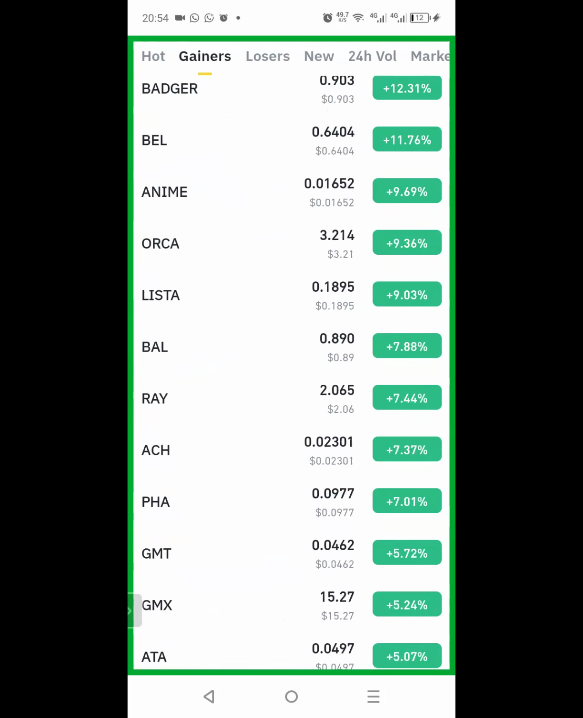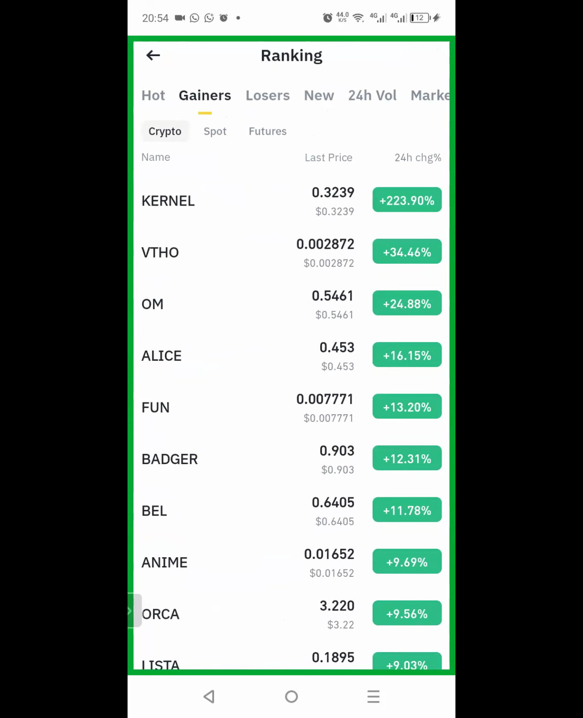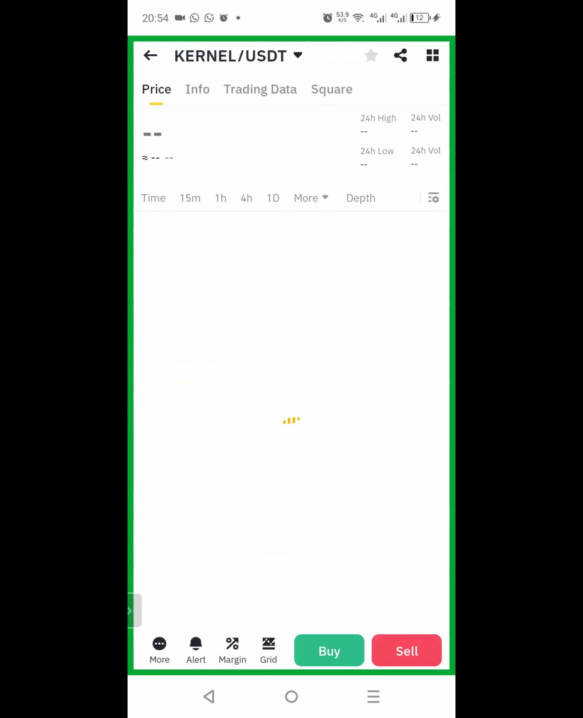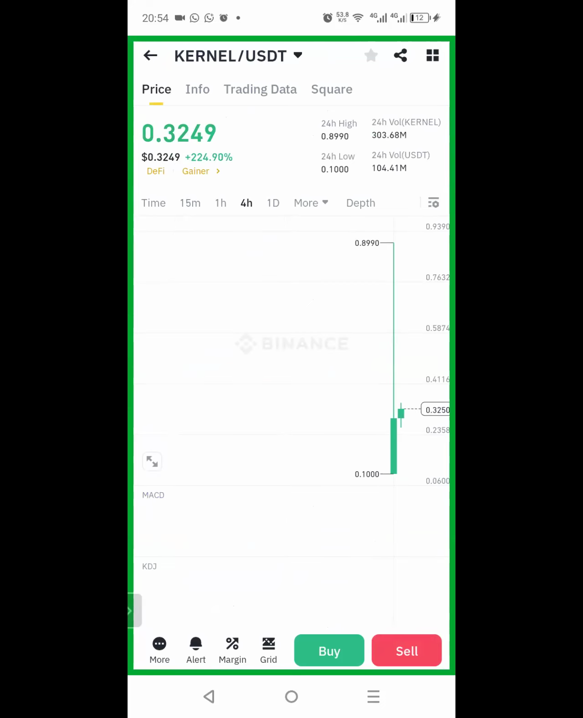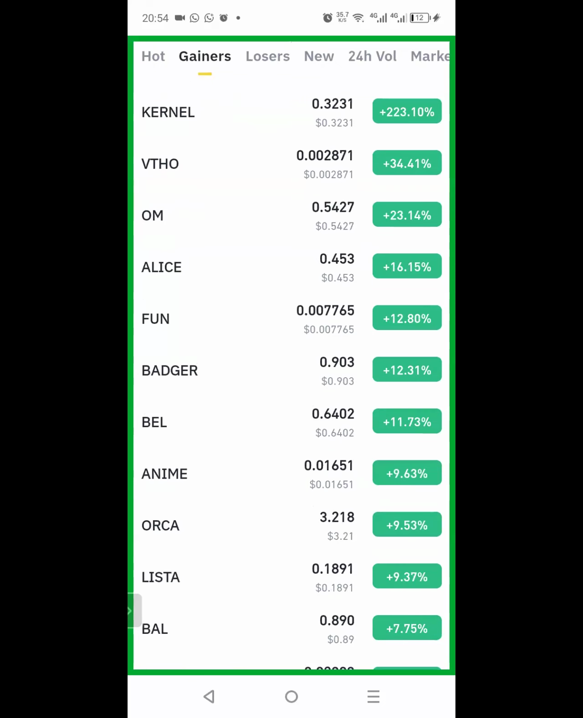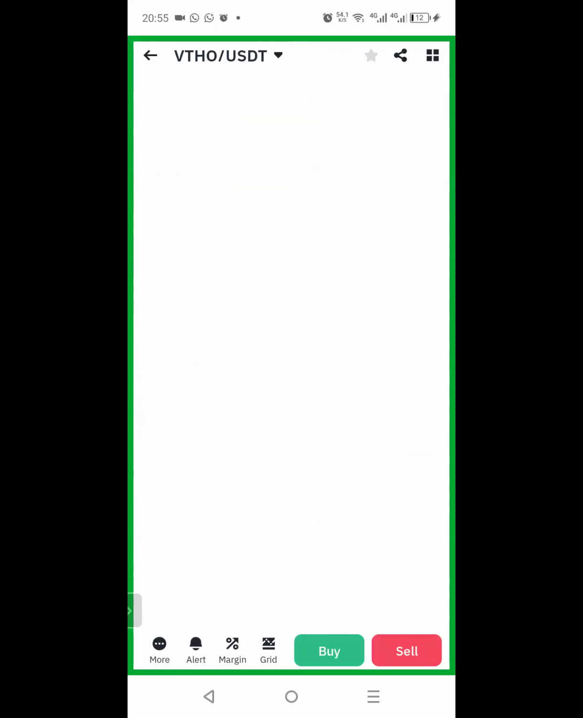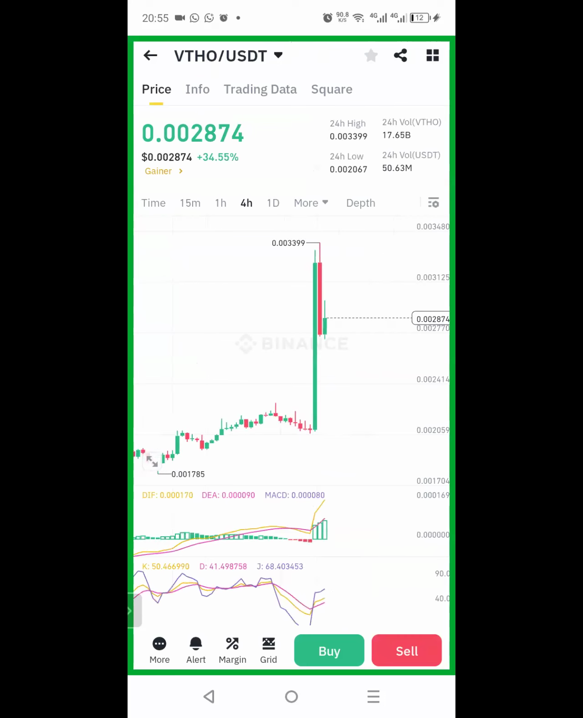So for example, if we see this one, let me click on it. I think this is a newly launched coin. This coin hasn't even spent up to a day, so we can't go for this one. Okay, let me skip to this second one. So for example, let's see this coin now.